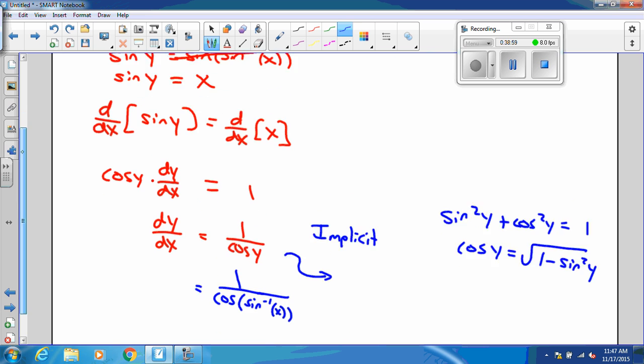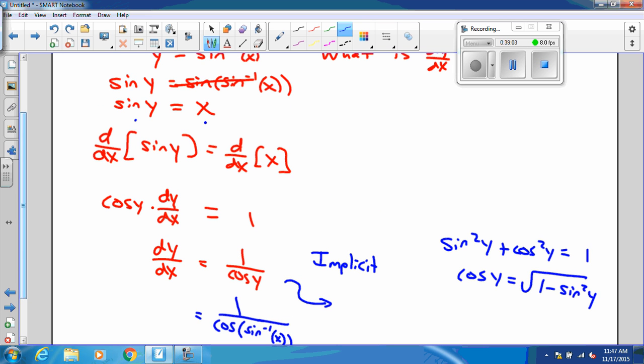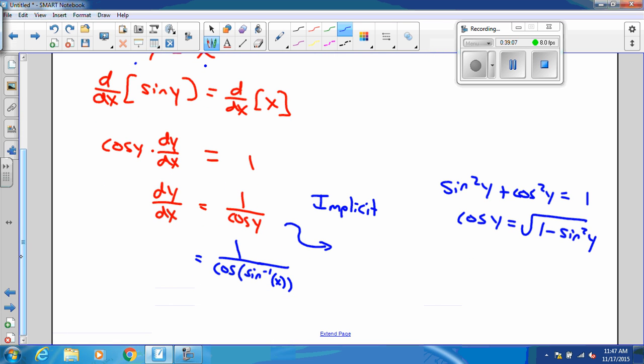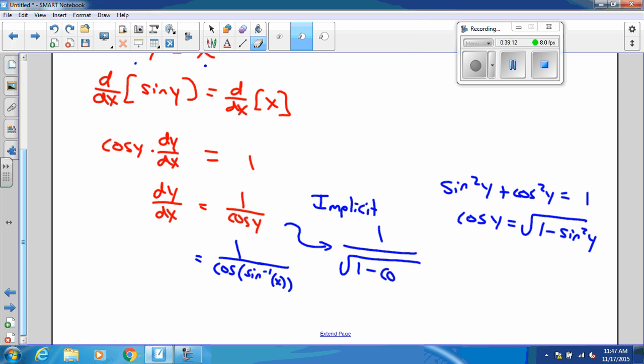And I know what the sine of y is. The sine of y is equal to x. So if I come back to my expression right here, and replace the cosine of y with the square root of 1 minus sine squared y, and sine y equals x, I now get an explicit form for the derivative of inverse sine, which is 1 over root 1 minus x squared.